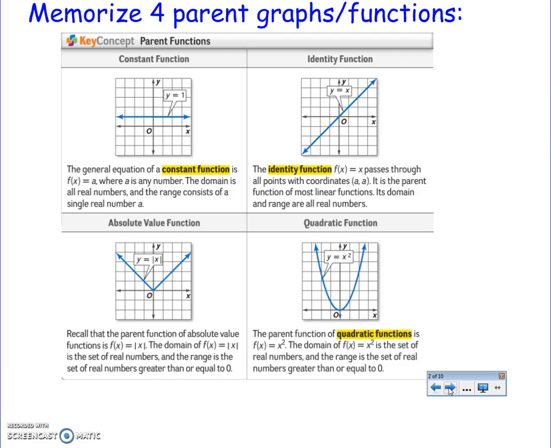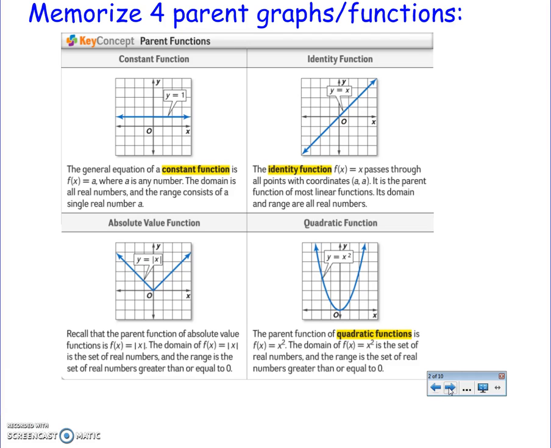You can only have y equals x to some exponent. You can have any numbers, you can't add, subtract, multiply, divide. So y equals 1 is a special case. That's y equals x to the 0 power. Y equals x to the first power is the identity or linear one. Y equals x squared is the quadratic parent. And you have the absolute value of x. That's the absolute value parent.